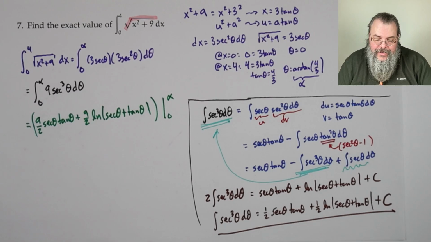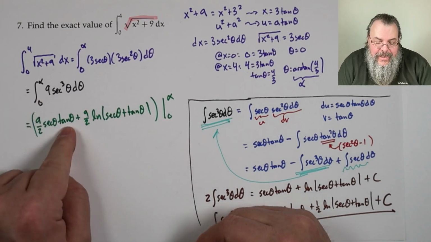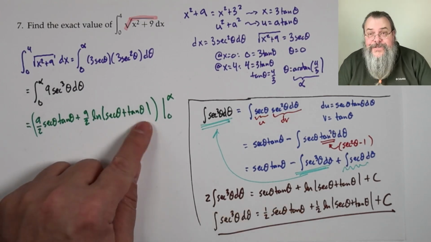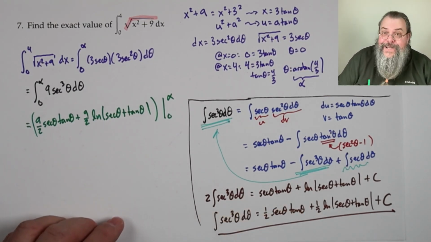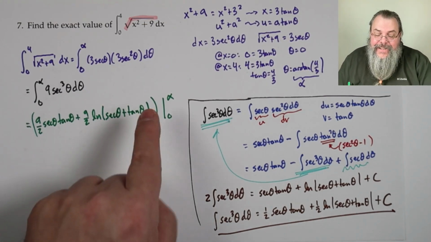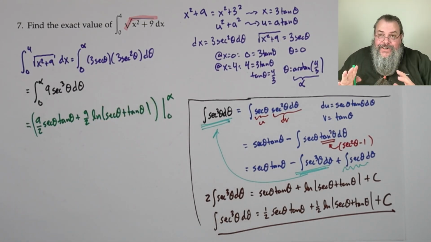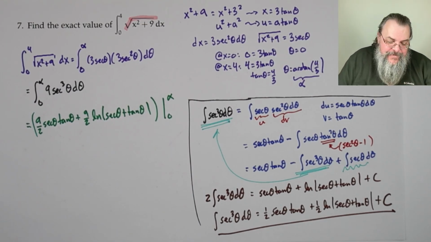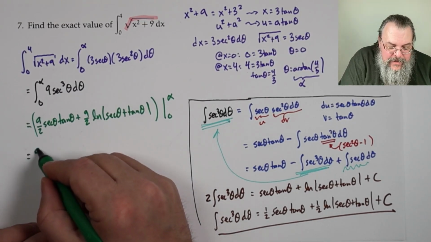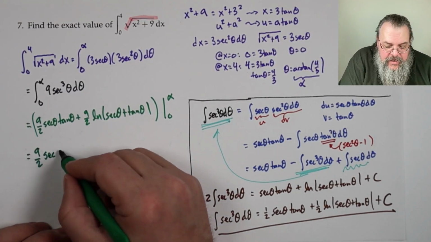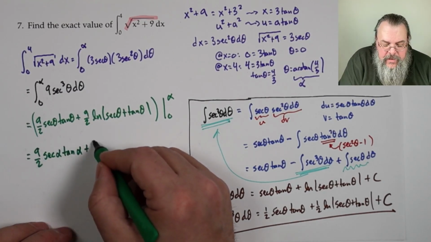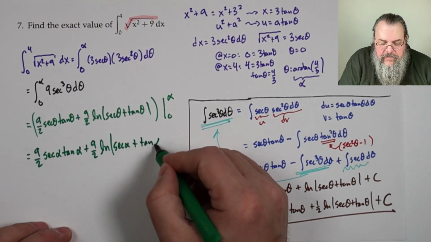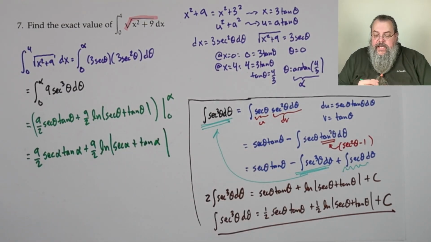Now some good news. Plug in the 0. Tangent of 0 is 0, knocks out the first term. Secant of 0 is 1. Tangent of 0 is 0. 1 plus 0 is 1. Log of 1 is 0. That knocks out that term. So when you plug in 0, poof, it's all gone. So we just got to plug in our alpha. Okay, so we have 9/2 times secant alpha tangent alpha plus 9/2 log secant alpha plus tangent alpha. Okay, nice.